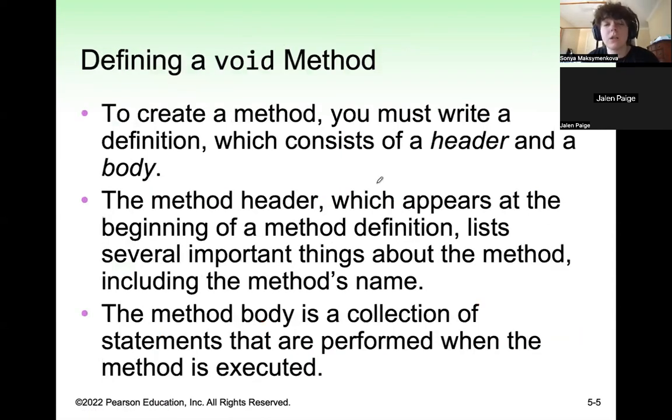Now we're going to talk a little bit more about each one specifically. When it comes to the void method, you just need to write a header and a body. It's the same way as you wrote them in Python. So you will write a header of your method and the body of your method, nothing else. The header will be on the top. The body will be within the curly braces, because remember in Java, everything is within the curly braces.